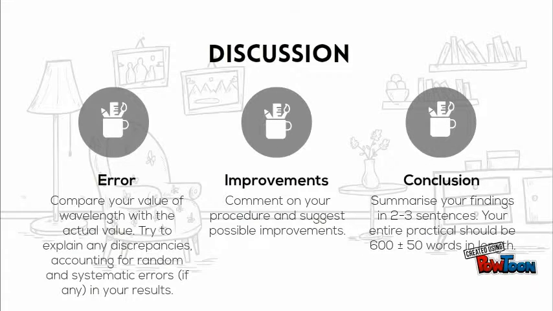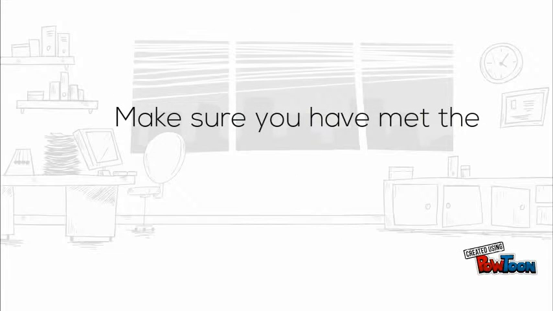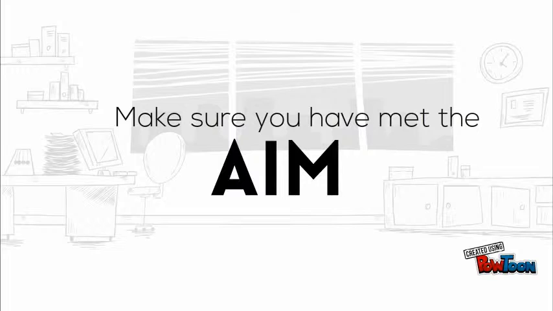Now, in order to get a good grade, we need to suggest multiple improvements to how we could improve this experiment for next time. And lastly, we have to summarize our findings, and it's normally 2 to 3 sentences, and our entire PRAC should be no more than 600 words, give or take 50. So if we do all of this, that will probably enable us to get a C for our report.